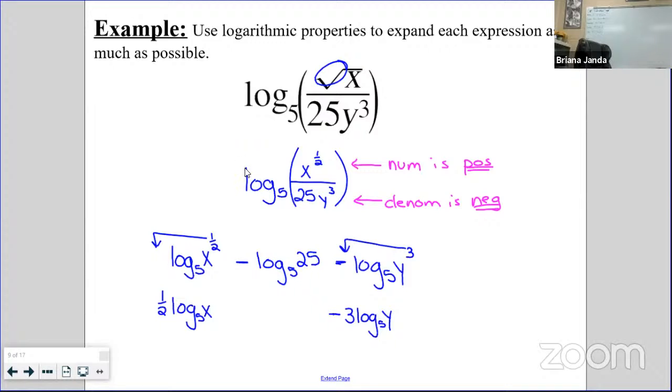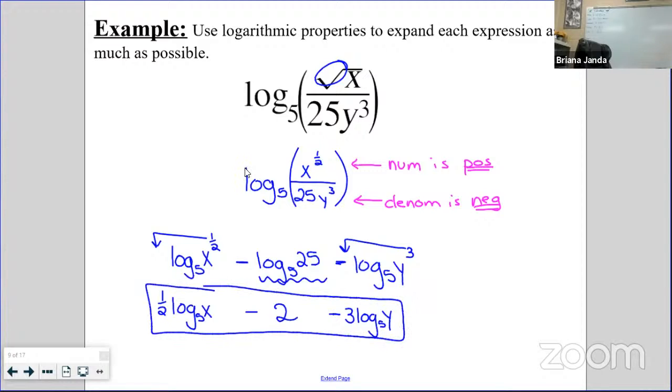I can do this, can't I? I can do this. Log base 5 of 25. What is 5 raised to what gives me 25? 2. So I can also evaluate sometimes. There is my fully expanded form. Not always, but sometimes I can evaluate, and if I can, I should.